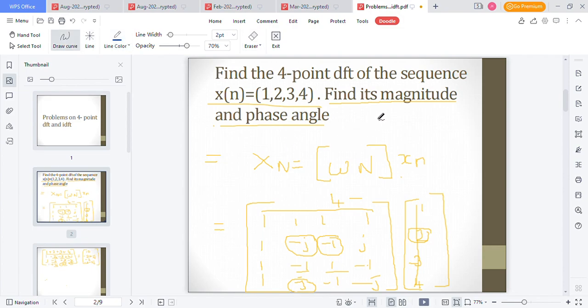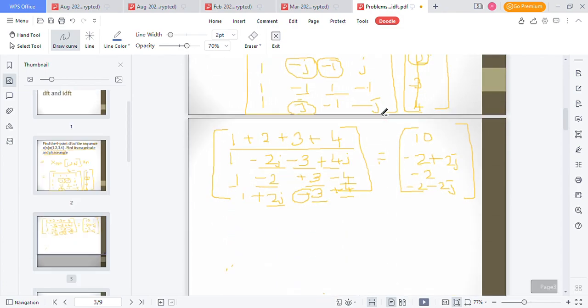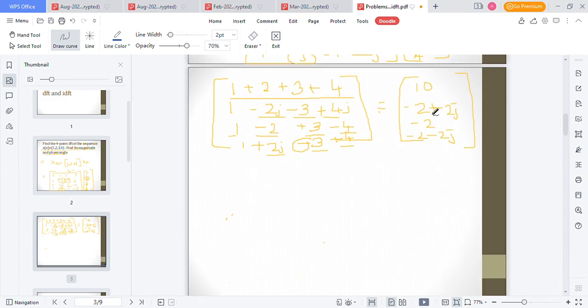I have been asked to find the magnitude and the phase angle. So I have to put all this in the calculator to get my magnitude. This is my x of k, right? Just a minute. I'm so sorry for the distraction. So this is x of k. Please bear with my handwriting, students. Now I have to get my x of k modulus, right? So if I have x of k modulus, how to do it?